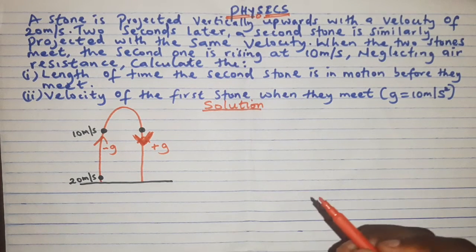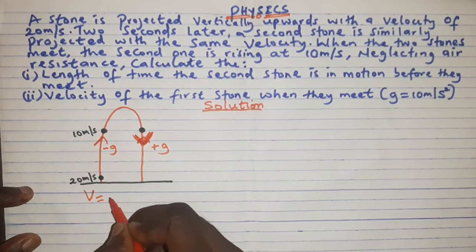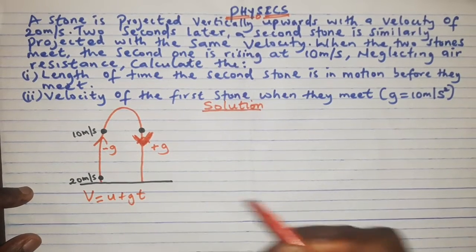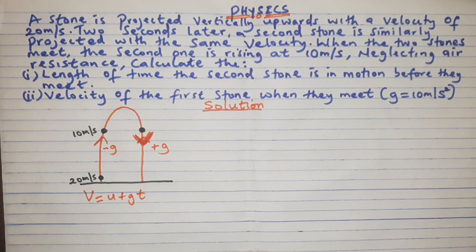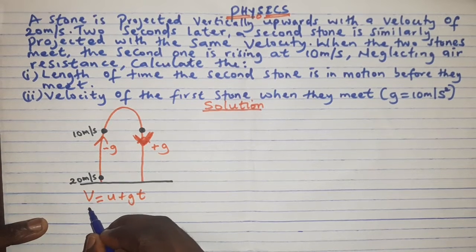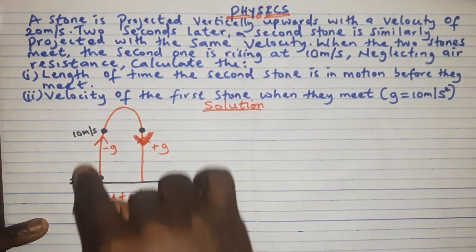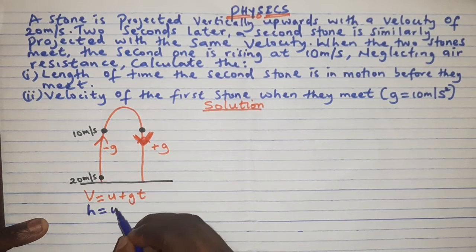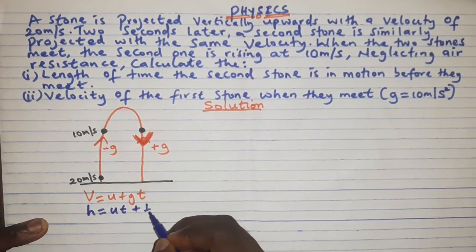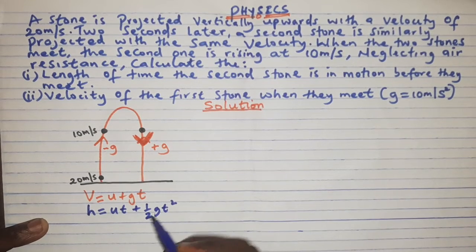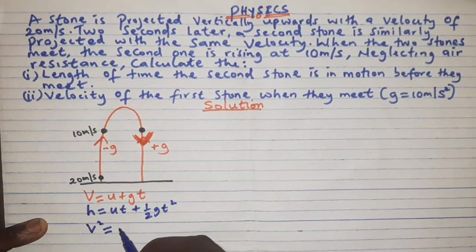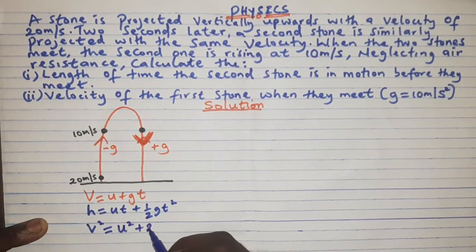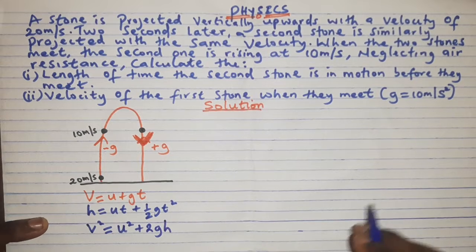So we can use the equations of linear motion. We have V equals U plus GT, equation 1. We have equation 2: H equals UT plus half GT squared. I'm using H now because we are dealing with height. Then the last one will be V squared equals U squared plus 2GH. This is equation 3.